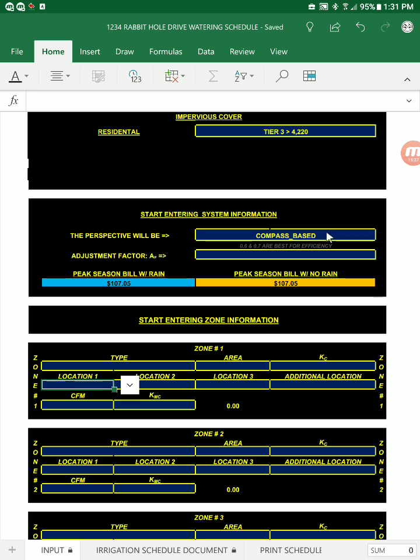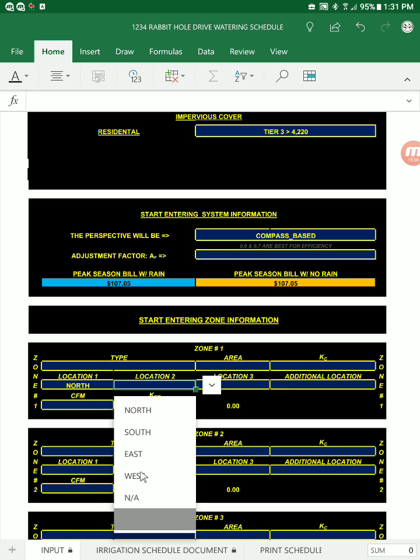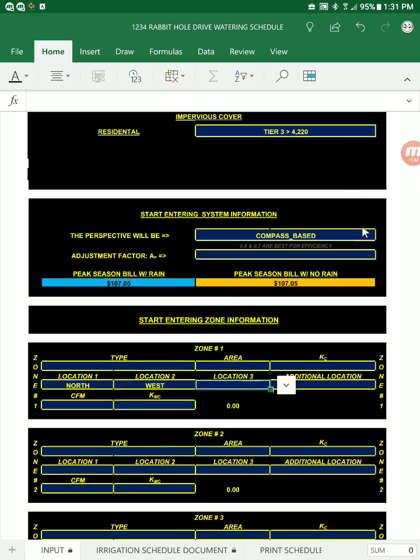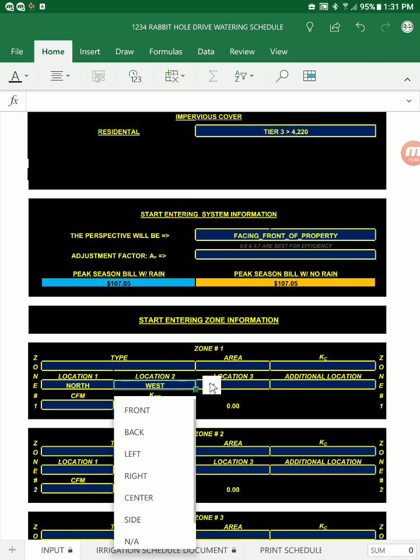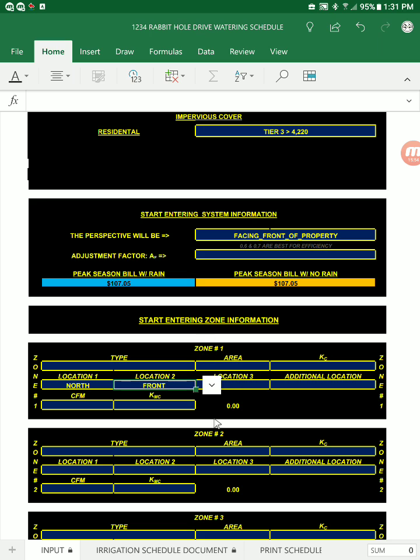Just a cool trick: since you could go to compass-based, and you could go north, west, then you could come back up here if you needed to and switch it back to facing front, and it opens up my other tab. So I could do north, front, corner. You normally won't ever have to do that, but just so you know, you can switch back and forth between facing front of property or compass-based, and it'll change your fields. So north, front, side. I guess that's fine for now.